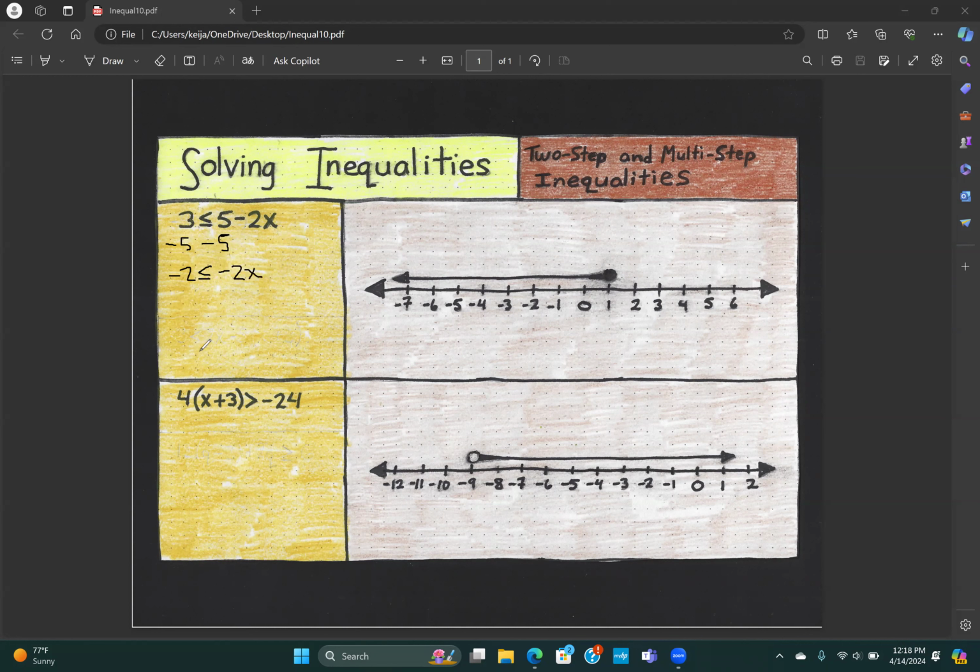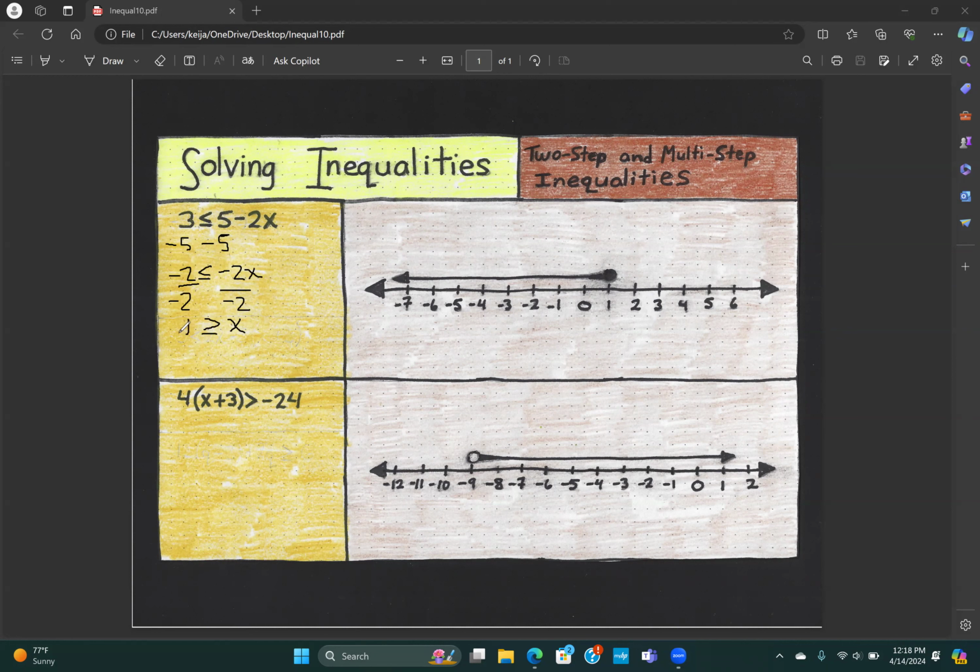Okay, and so now that we have our numbers on one side and our variable on the other side, let us divide by the number that is next to the variable x, and that is negative 2. And whatever we do to one side, we do to the other side, and we're going to divide that other side by a negative 2 as well. Okay, now here's what's going to happen. When we divide by a negative number, it actually switches the inequality, so our inequality sign is going to go into this direction.